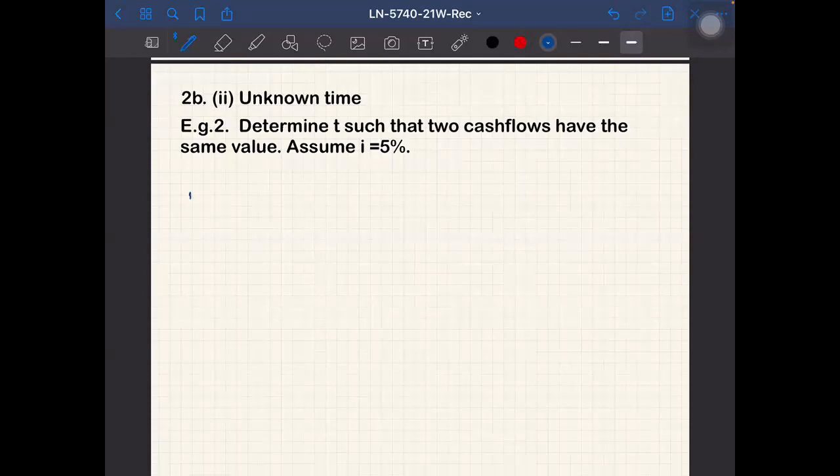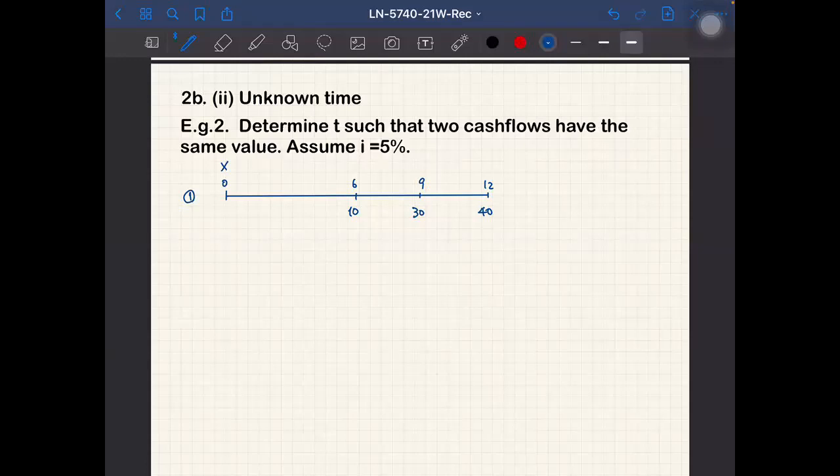So the first cash flow, we have time points 0, 6, 9, and 12. And we have $10 payments here, $30 payments here, and $40 payments here. Okay, so i is equal to 5%. And then we have X here. So X is the present value of the entire cash flow.